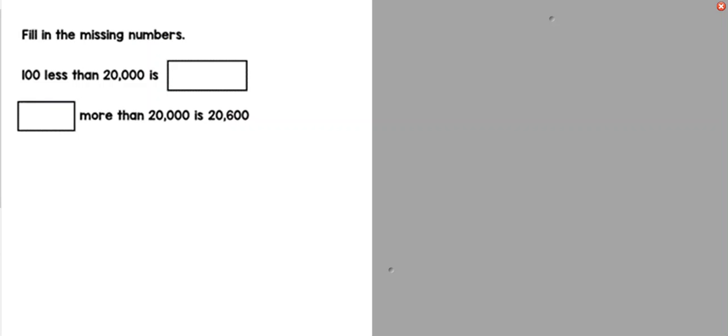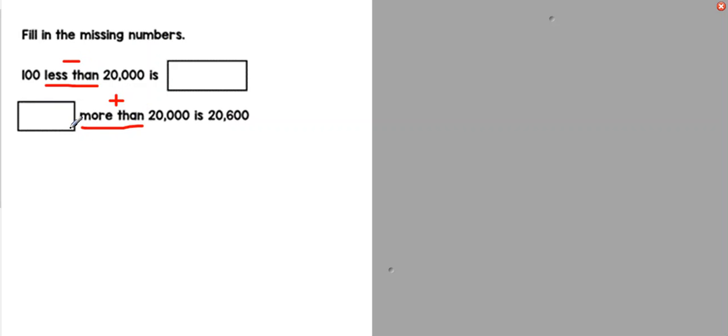So first question then is a fairly simple one. It says fill in the missing numbers. So 100 less than 20,000 is, and then there's your answer. And something more than 20,000 is 20,600. The first thing you need to do is underline your important information. Okay, so as you can see, this first calculation is less than, so it's going to be a subtraction. And this second calculation is more than, therefore it's going to be an addition.